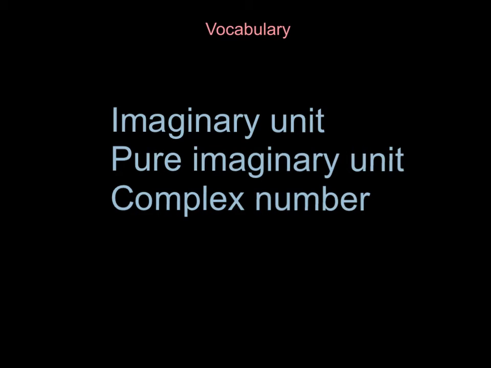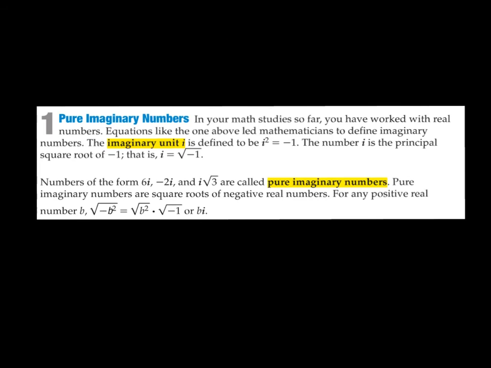So as we jump into imaginary numbers, these are some of the vocabulary words that you're going to need to know. So you've got imaginary unit, pure imaginary unit, and complex number. Okay, so let's start with a little bit of background. So you have pure imaginary numbers. In your math studies so far, you've worked with real numbers. Equations like the one previously led mathematicians to define imaginary numbers. So the imaginary unit i is defined to be i squared equals negative 1. Okay, so the number i is the principal square root of negative 1. So that means that the square root of negative 1 equals i.